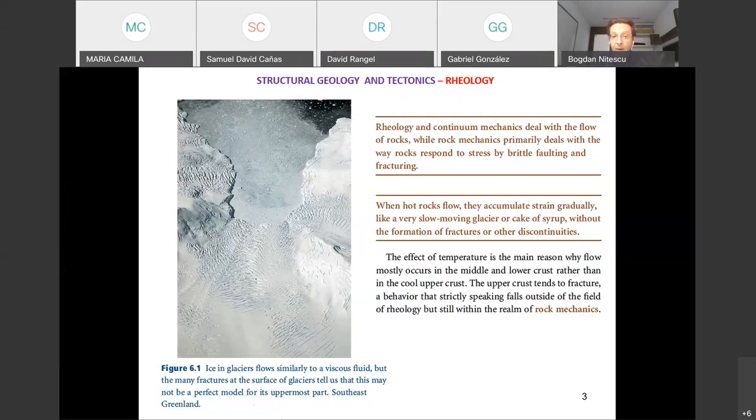So that's the idea. When we talk about rheology, we talk about flow. Flow means the strain is accumulated gradually, and you don't have the formation of fractures because it flows. So the deformation is at the microscopic level, the crystal level. We'll see what happens that creates this type of deformation without discontinuities, without fractures. As Gabriel wanted to point out, it says the effect of temperature is the main reason why flow mostly occurs in the deeper parts of the crust and not in the upper crust, which is cooler and rocks tend to fracture.